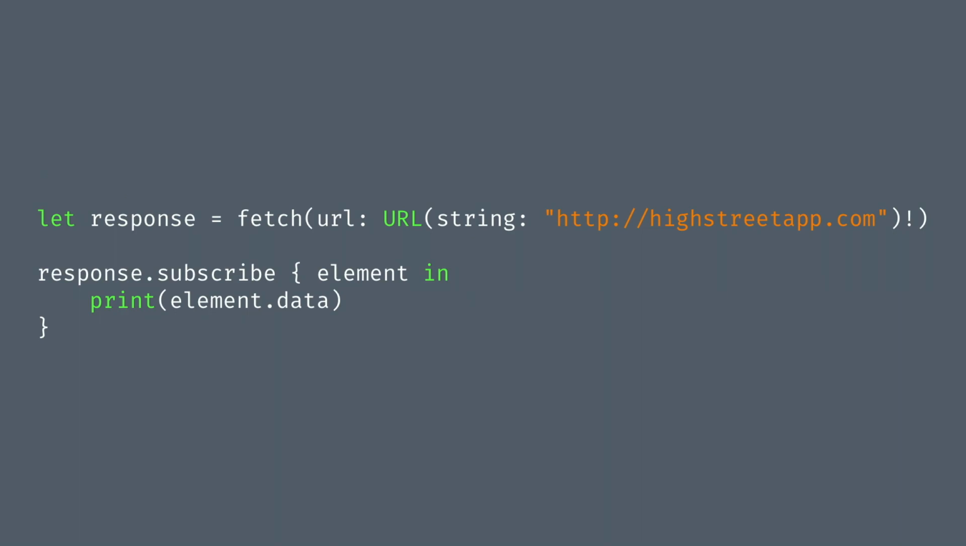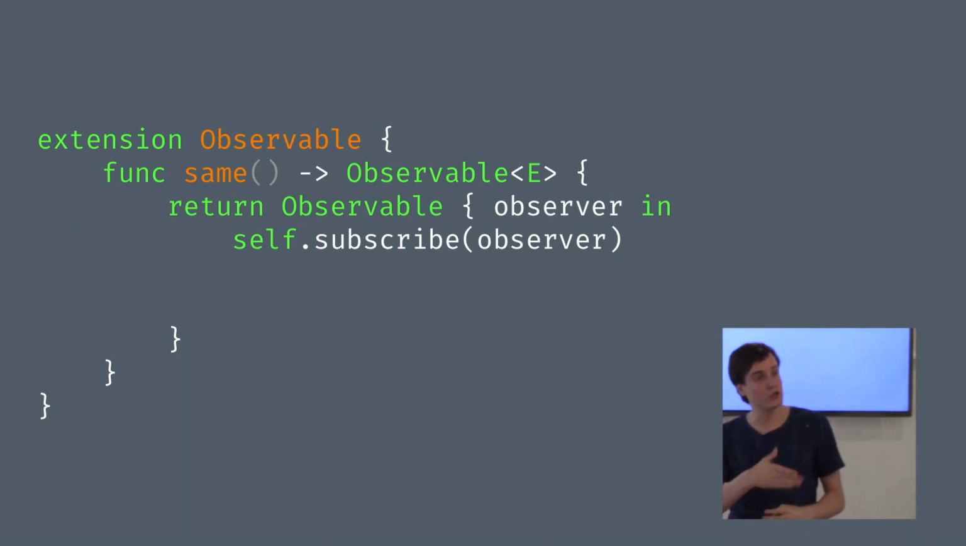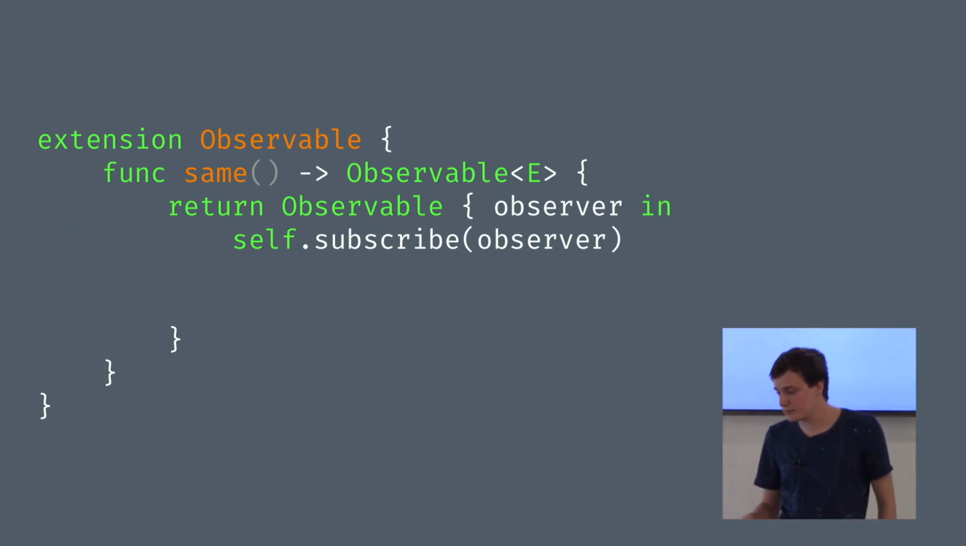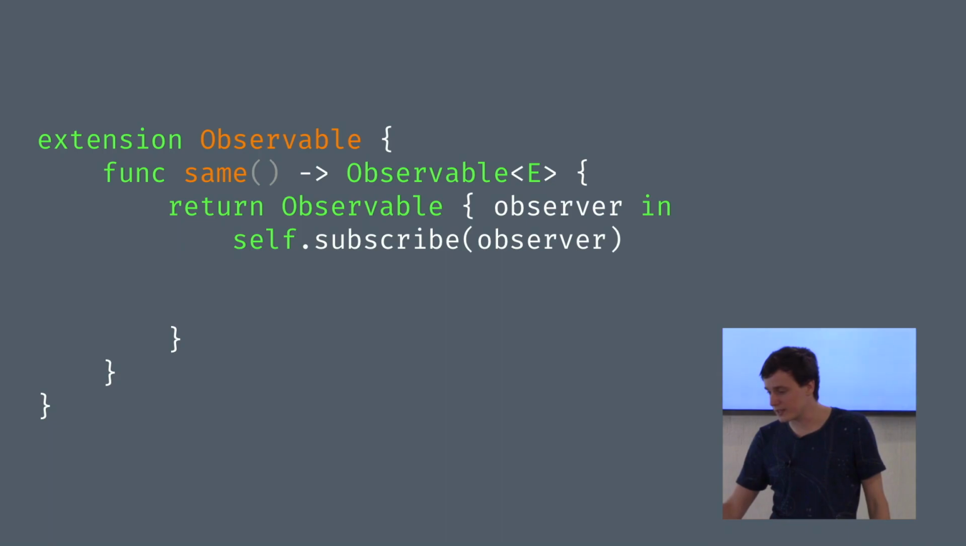So far we've seen how we can create observables and observers and subscribe. Now let's look at one of the really cool things about Rx, where we can use operators to compose increasingly complicated and sophisticated observables together. So let's start with a very simple operator. It's called same. We define it on observable. You can call it on an observable, and you just get a new observable that does exactly the same as the original observable. So same returns an observable that for every observer subscribes to the original observable, that's self, and just passes the observer along. We could also write it like this.